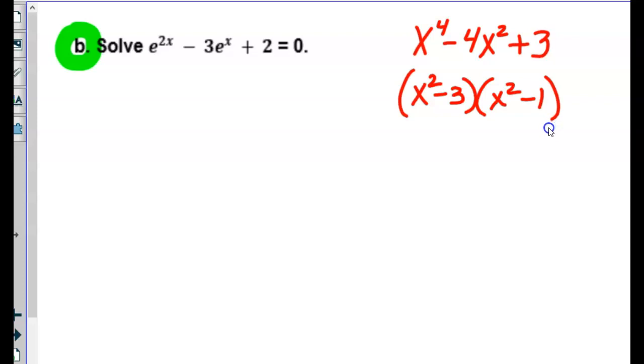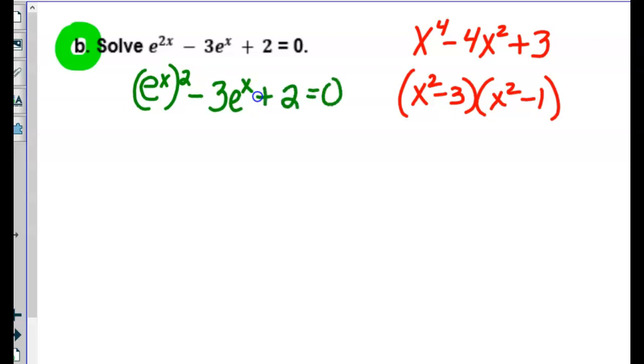That's kind of what we're doing here, except our weirdness is going to come in the form of this is e to the x squared. So this is e to the x squared. Does everybody get that? Because that's a 2 times x, right? And this one is minus 3 e to the x plus 2 equals 0.